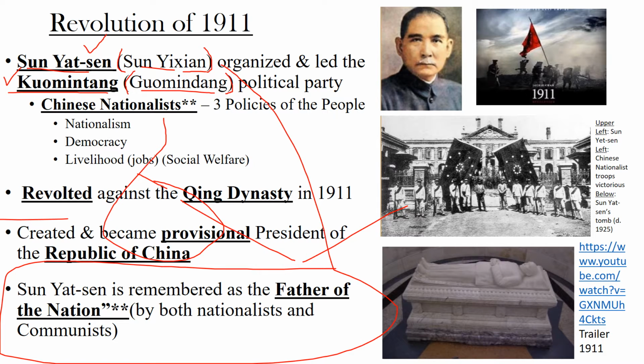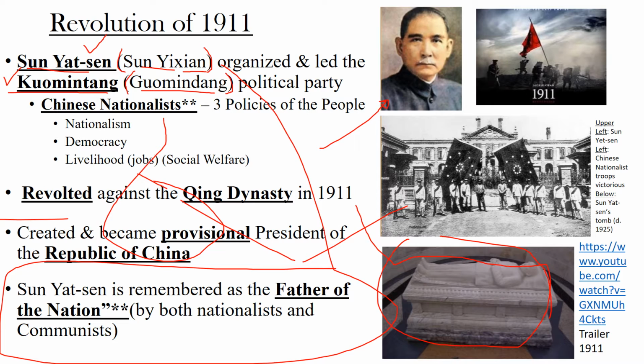And even though these groups really dislike each other pretty intensely, both groups acknowledge Sun Yat-sen for his influence on this revolution and his vision of a better China as the father of the nation. He has a very beautiful tomb, even though he is a member of the Nationalist Party that the communists fight. They still regard him as kind of the inspiration behind their liberation from dynastic control.